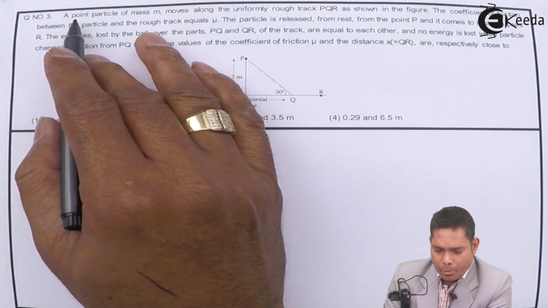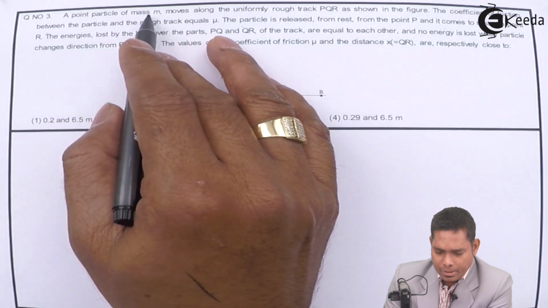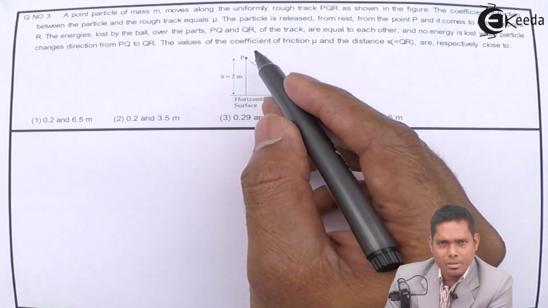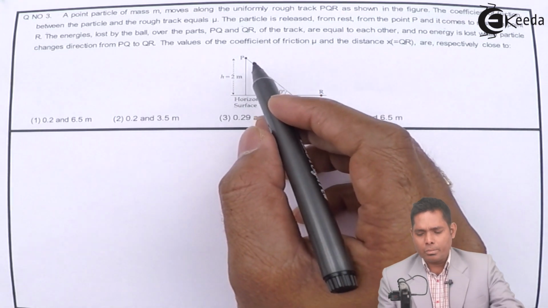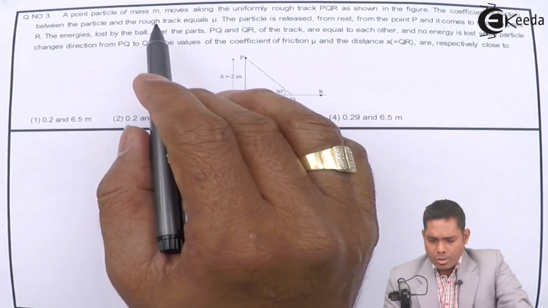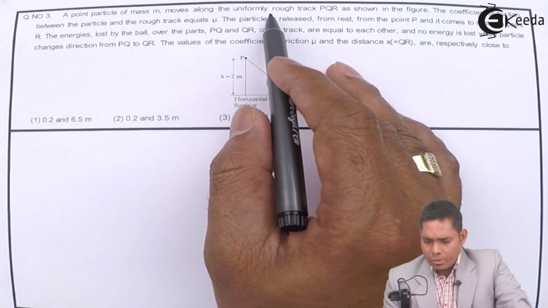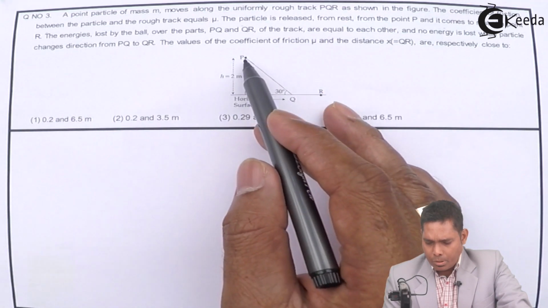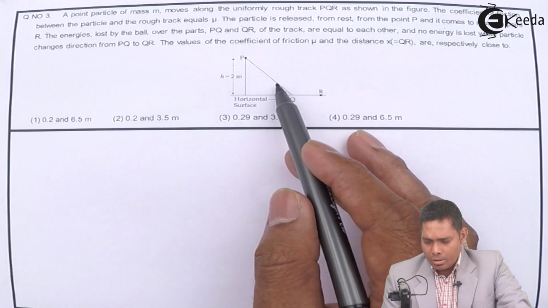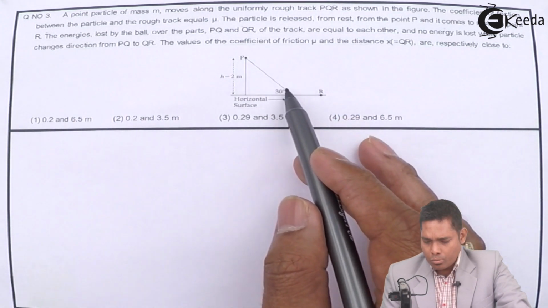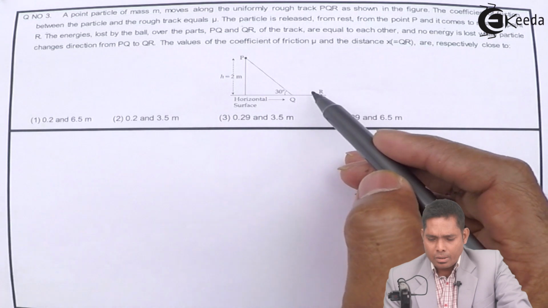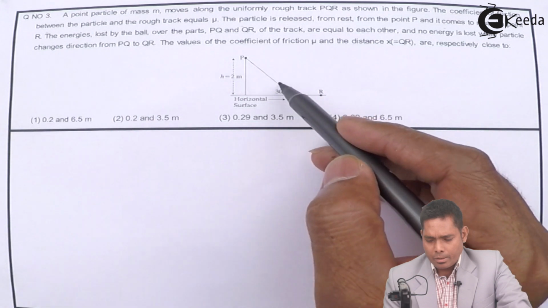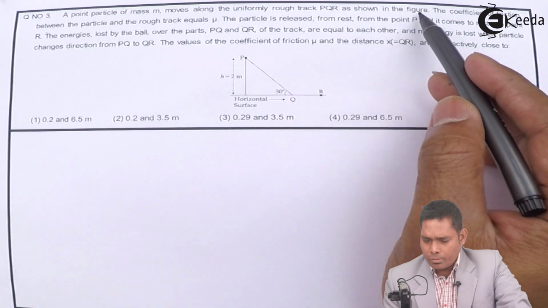The question here is: a point particle of mass m. A point particle is a particle in the form of a point. That means its mass is there, but its volume is nearly zero. It moves along a uniformly rough track, so this track is P, Q, R, P to Q, Q to R. This is the path along which the particle has to move, which is uniformly rough. That means the coefficient of friction is constant everywhere from here to here, as shown in the figure.